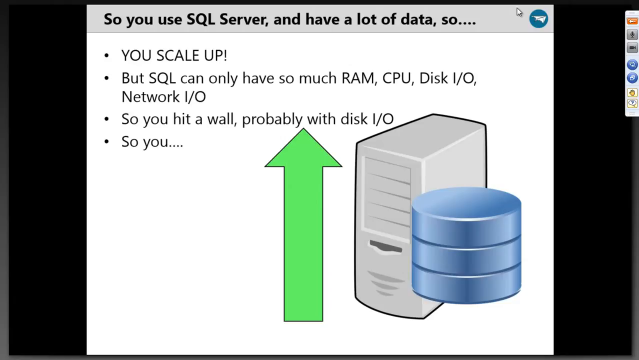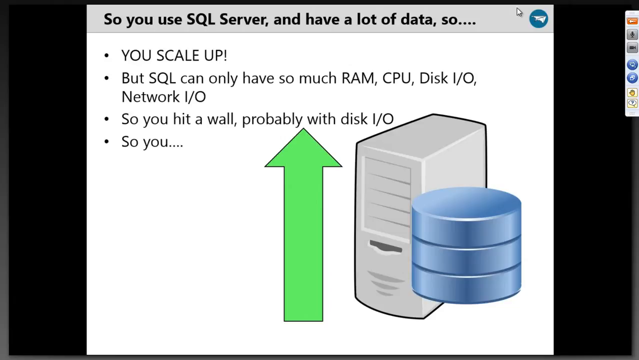So we decide we're going to scale up. And what scale up means is that we're going to add RAM, CPU, disk I/O, or network I/O to that box. And that's fine. We can do that. But I promise you, we will hit a wall. We will hit a point where the box can't take any more RAM. There's no faster disk I/O. There's no better network I/O. And when we hit that wall, we're going to say to ourselves, well, what do we do next?